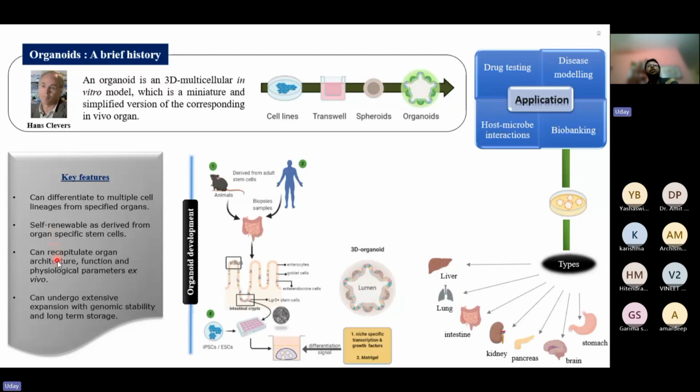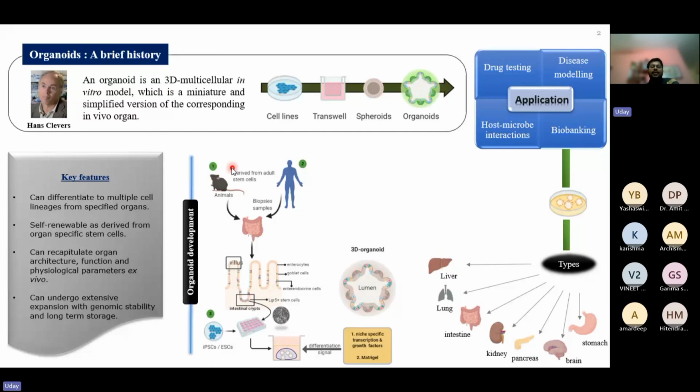It can recapture the organ architecture. In cell culture, there is no organ architecture maintained. If we are talking about the intestine, there is a lumen and there is a polarity of the cells. All these things are not recaptured in cell culture, but in the organoid, you can see there is a lumen and there is a polarity of the cells. There are different approaches to organoid development. One is from adult stem cells. You can use animals, or you can also use patient-derived cells. Another is iPSC, that is induced pluripotent stem cells. You can also develop the organoid from those.